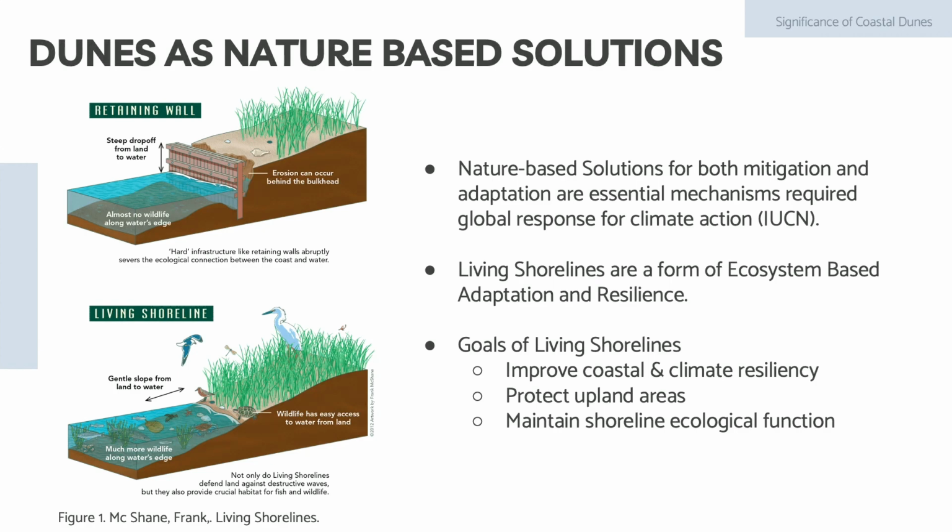There are three important objectives to fulfill when trying to restore living shorelines. One, improve coastal and climate resiliency. Two, protect upland areas and coastal infrastructure. And three, maintain shoreline ecological function.